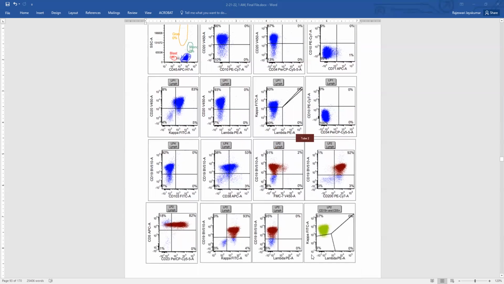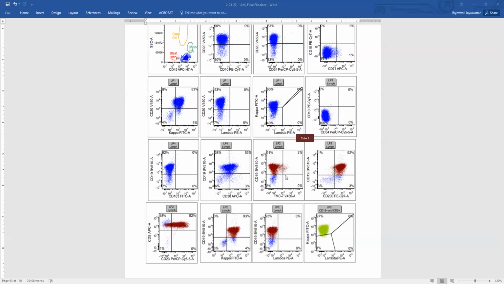So the phenotype that we get from these plots is that most of the cells in the specimen are lymphocytes as expected, and most of the lymphocytes are B cells. The B cells express dim CD20 and are light chain restricted with dim kappa. They are all CD5 positive. So when it is CD5 positive, your main differential diagnosis would be the CD5 positive lymphomas: CLL, SLL, that is chronic lymphocytic leukemia, small lymphocytic lymphoma, or mantle cell lymphoma.